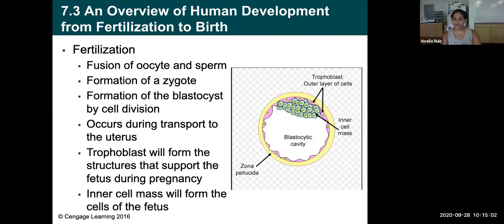And then a trophoblast will form the structures that support the fetus during pregnancy. You can see in the picture, the inner cell mass is what will eventually become the embryo and the baby. And the outer layer of cells will become support systems, support structures.